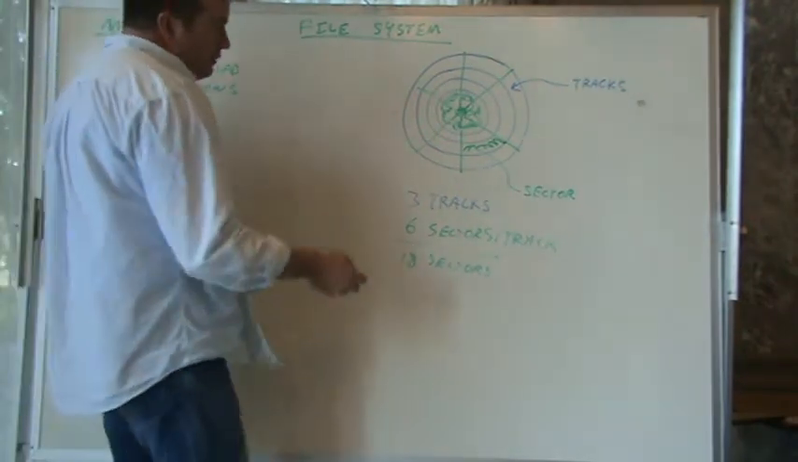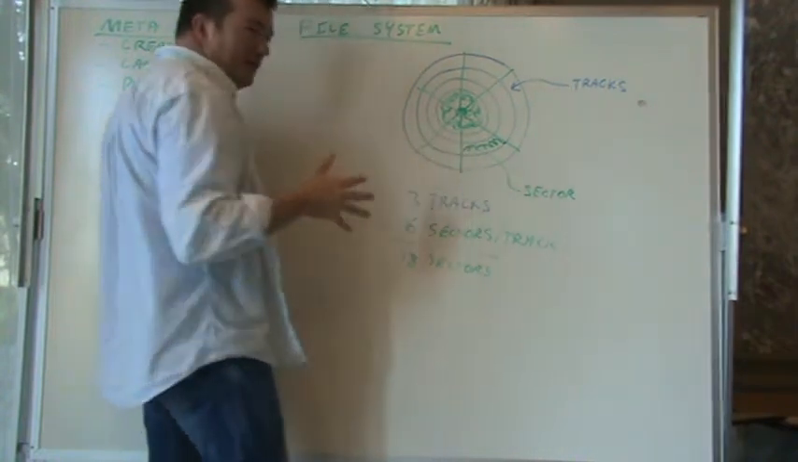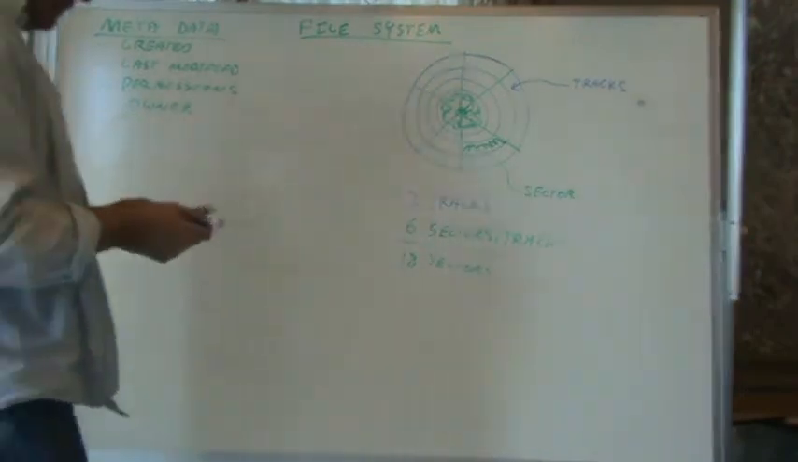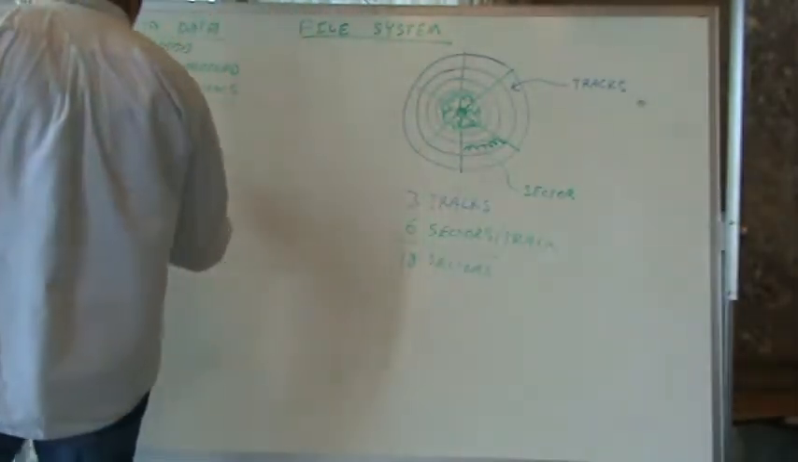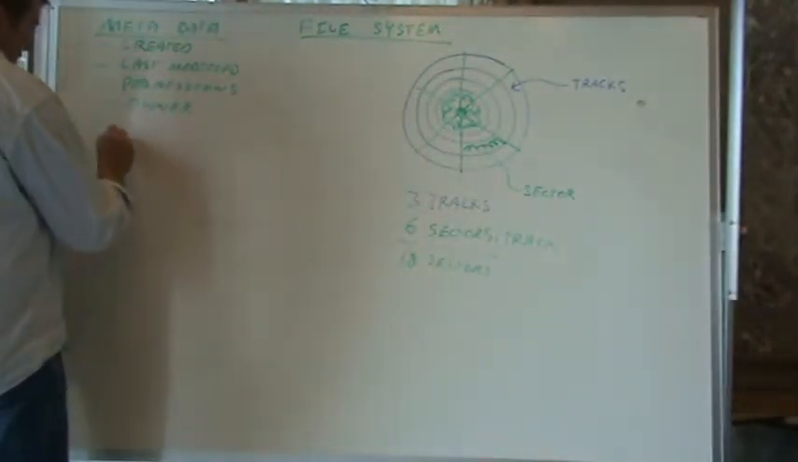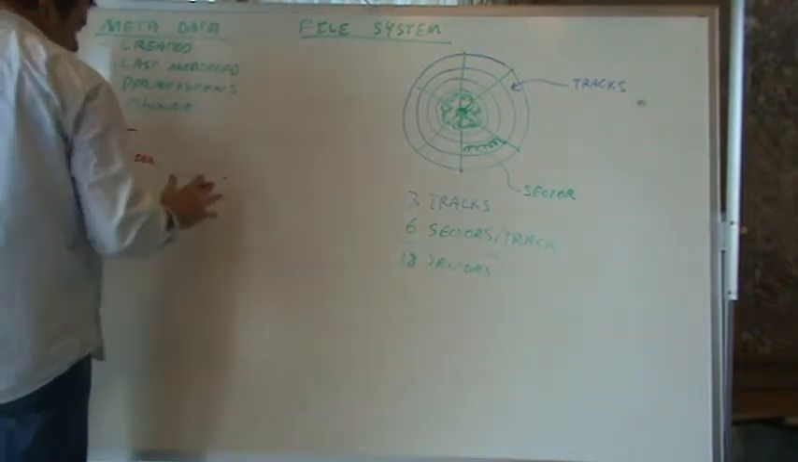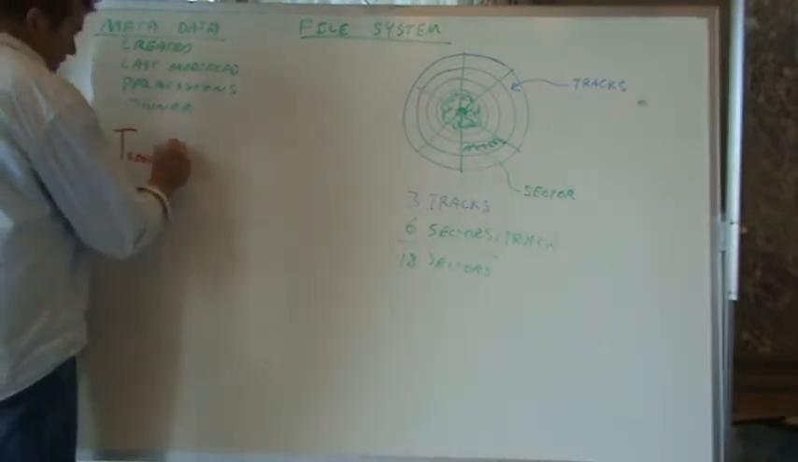We would have to, the read-write arm would have to move out to the track where the file begins, right? So that's going to take, let's say we wanted to model how long this would take. So the time, let's call it the seek time. Time to find the beginning of the file would take how long?